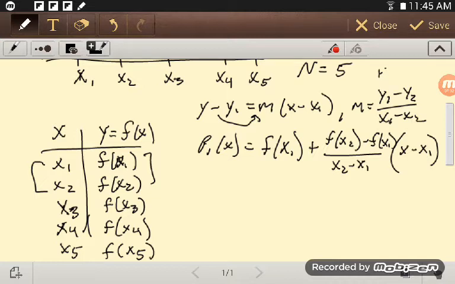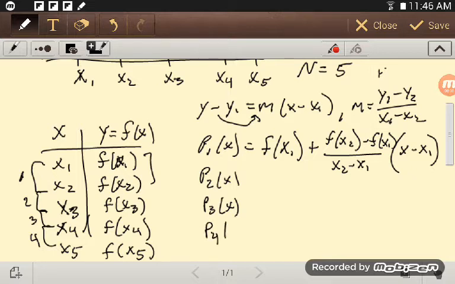So we're going to need 1, 2, 3, 4 pieces of polynomials to connect these 5 points. So if I come down here, I'll have a P2 of x, a P3 of x, and a P4 of x. Each of these, of course, is just on the interval from x1 to x2 or x2 to x3 and so forth.